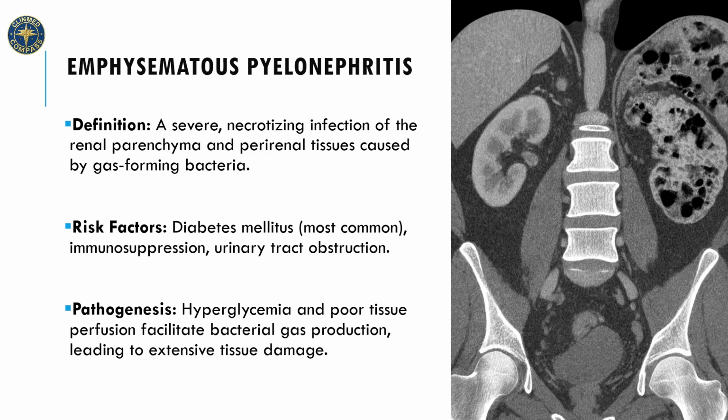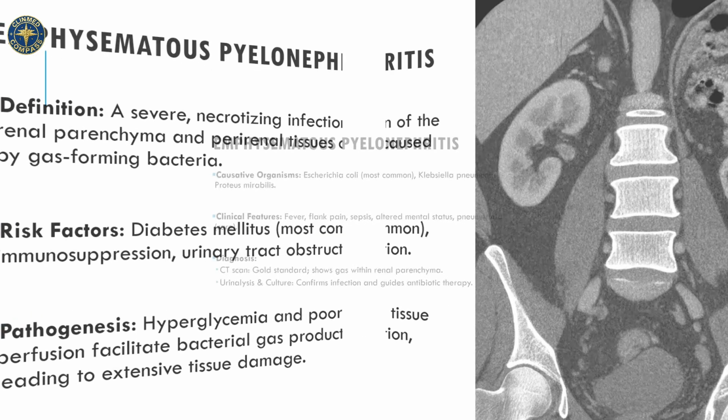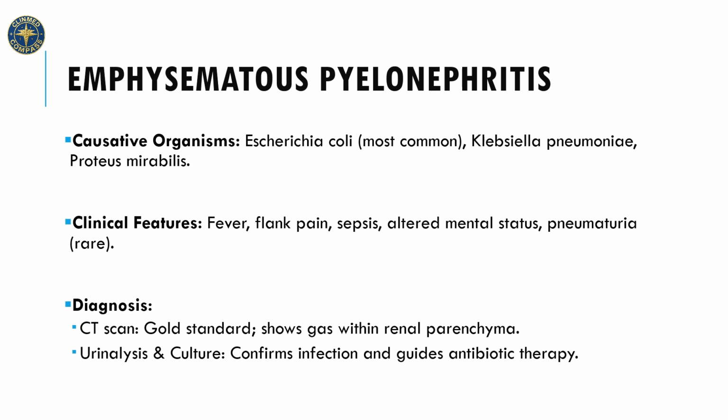Emphysematous pyelonephritis is a severe life-threatening kidney infection caused by gas-forming bacteria. It mainly affects diabetics, immunocompromised patients, or those with urinary obstruction. High blood sugar and poor tissue perfusion allow bacteria, especially E. coli, Klebsiella, and Proteus, to produce gas and destroy the kidney tissues. As stated earlier, the causative organisms are E. coli, Klebsiella, and Proteus mirabilis.